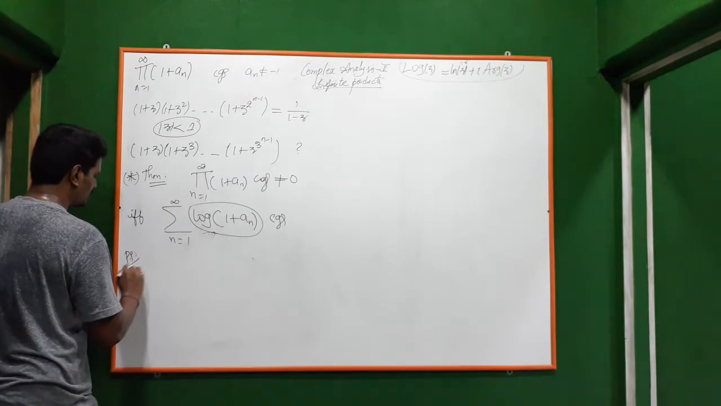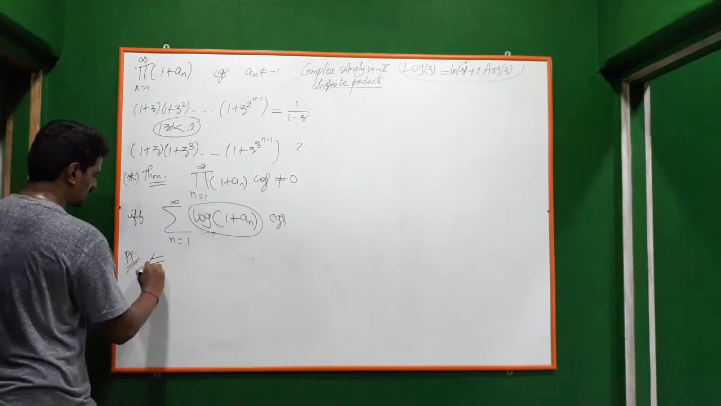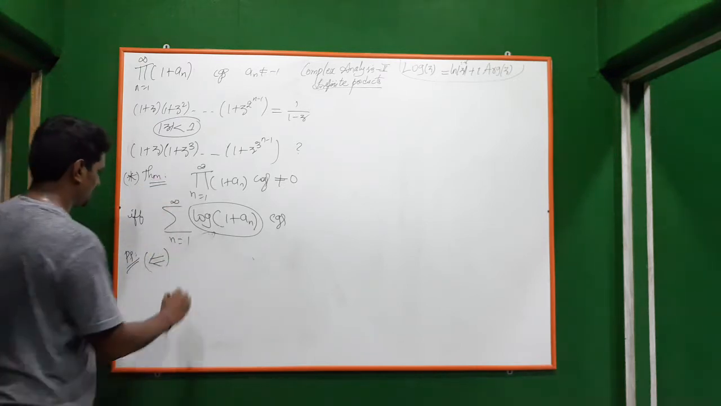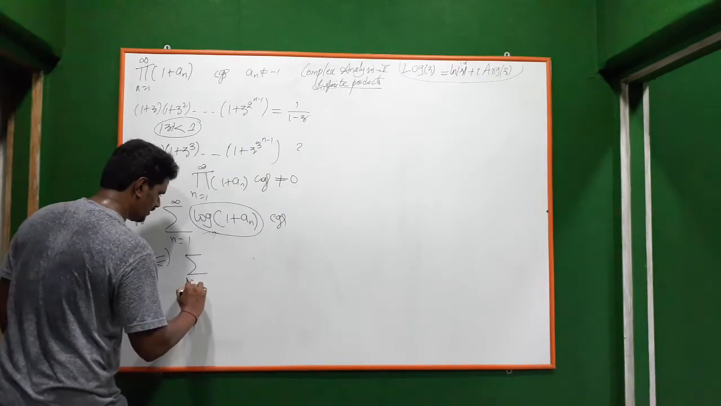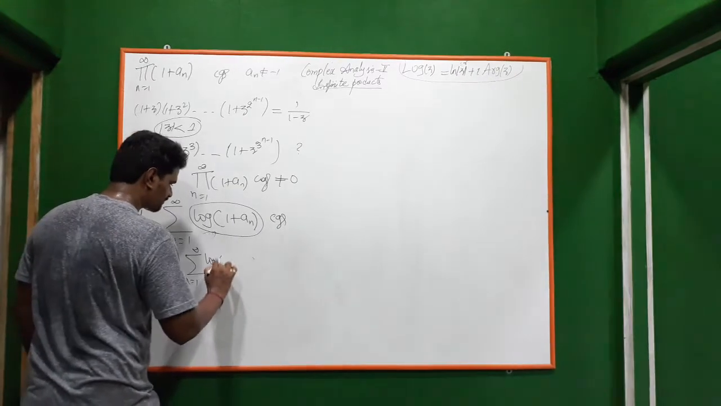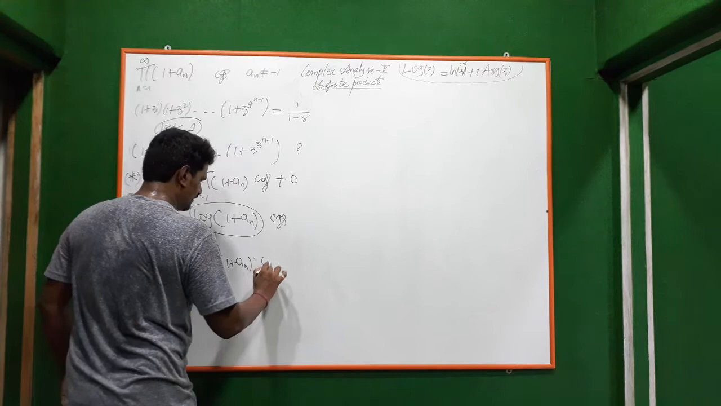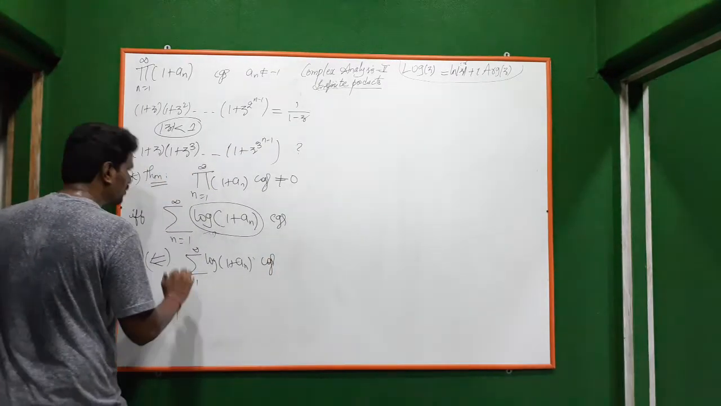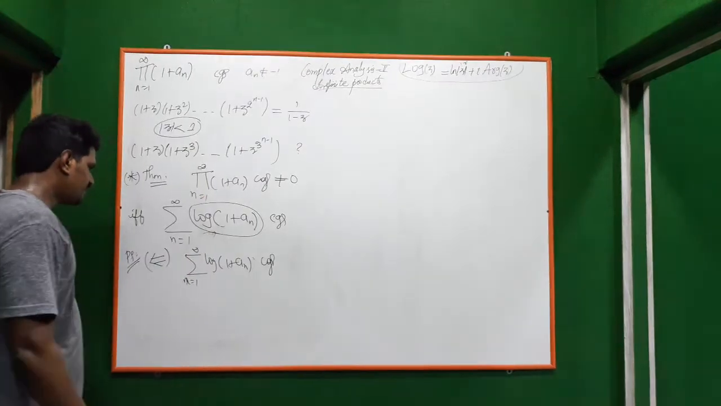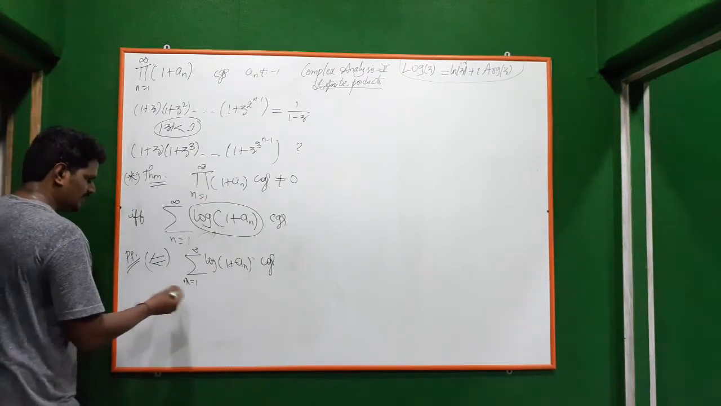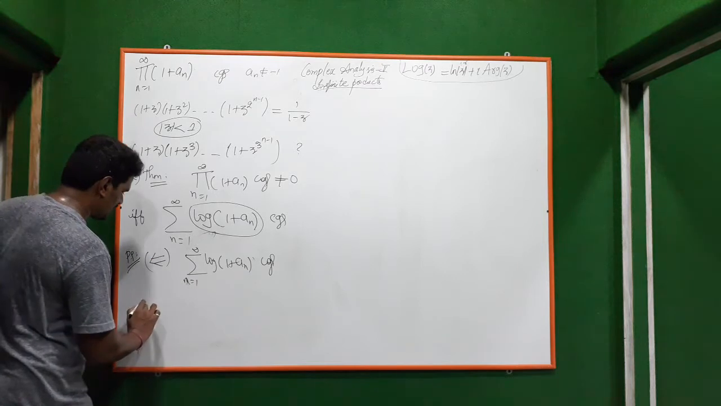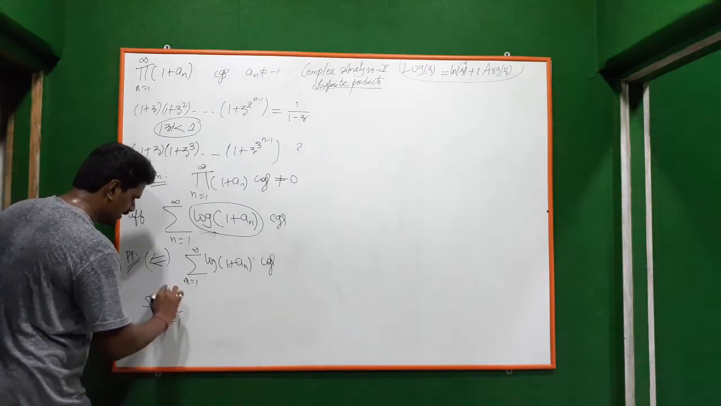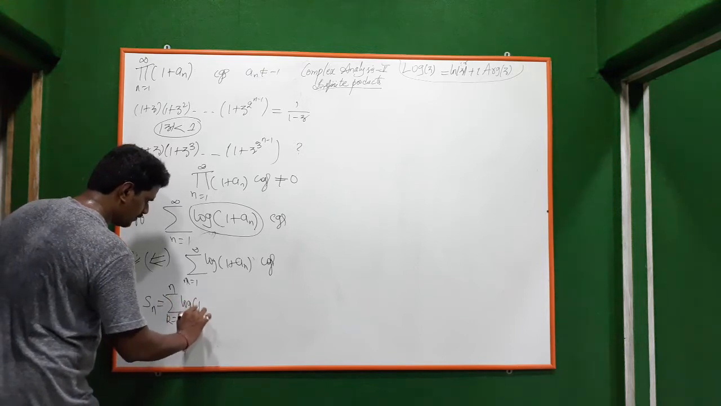The proof will be, first I will prove this part. This converges implies this converges. So the summation n from 1 to infinity of log(1 + an) converges. If this converges, we have to prove that this product converges. Convergence of a series means you have to take the partial sum sequence. So let Sn be the partial sum sequence of this series, the sum k from 1 to n of log(1 + ak).